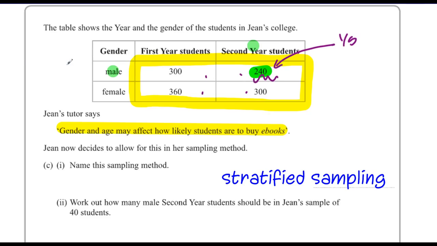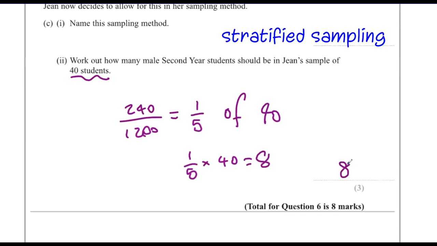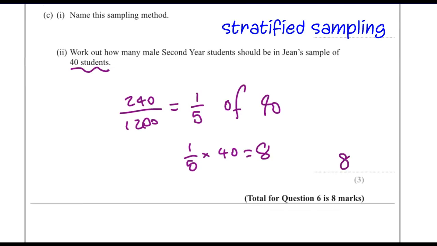So we want 1/5 in our sample of 40, because in our sample there's 40. So we're going to do 1 over 5 times 40 to get 1/5 of 40, and that's going to give you an answer of 8. So that means in our sample we want 8 male second year students.